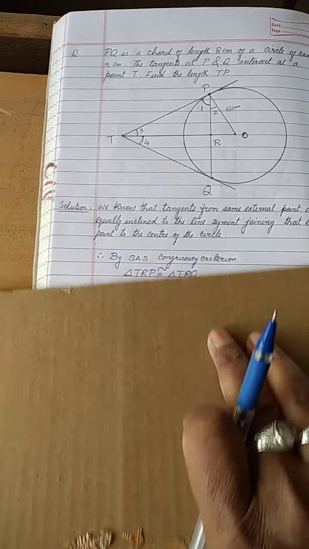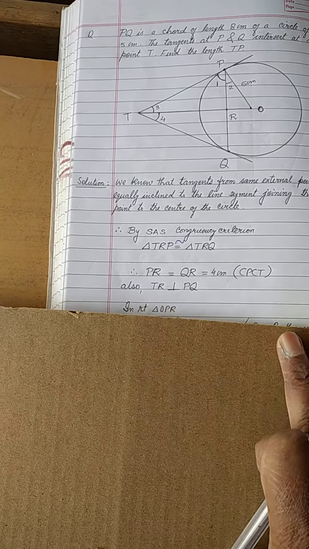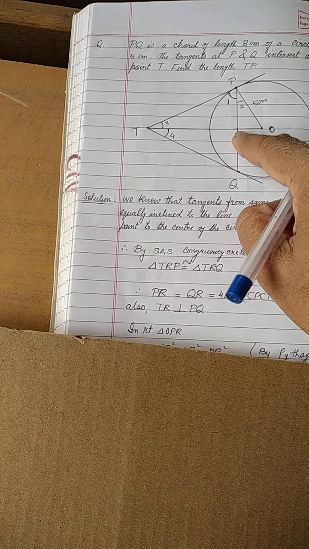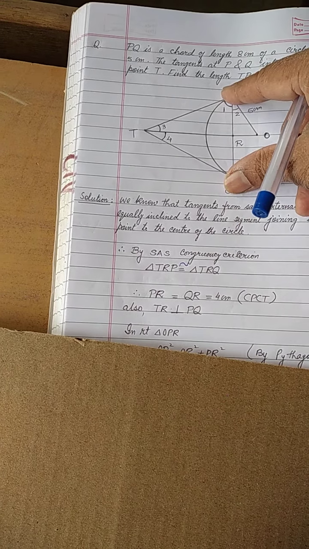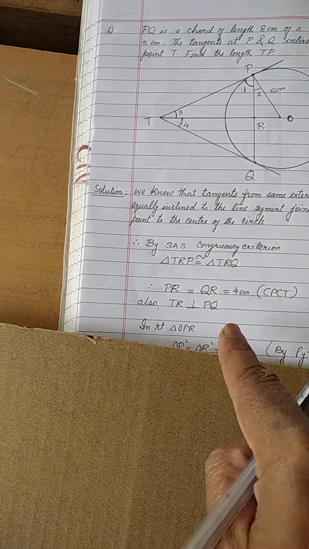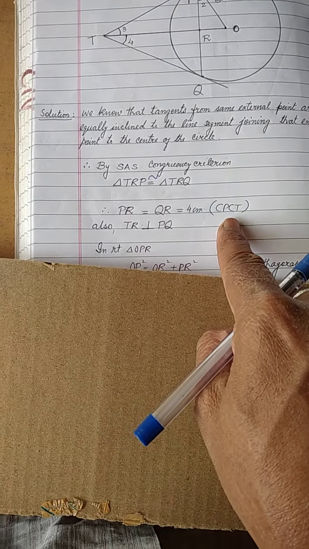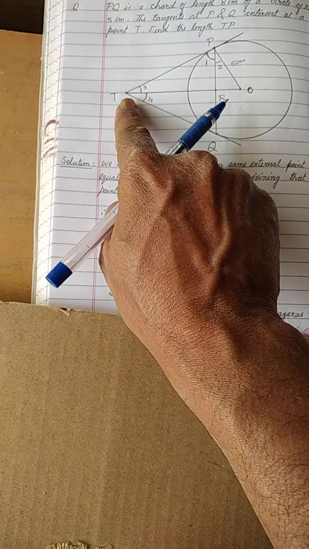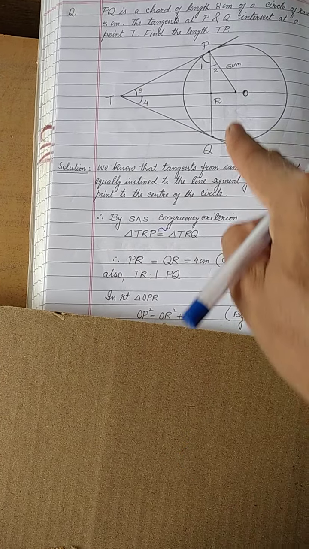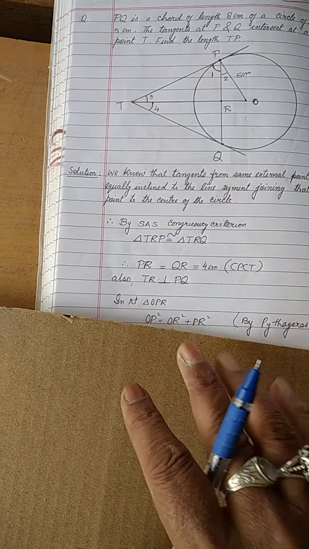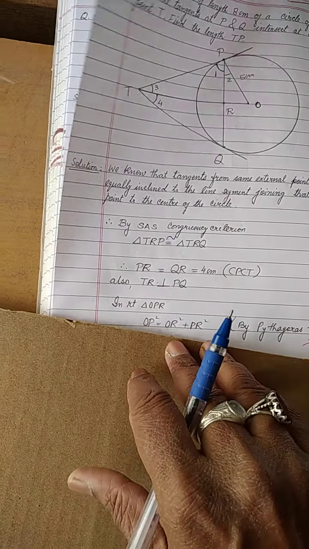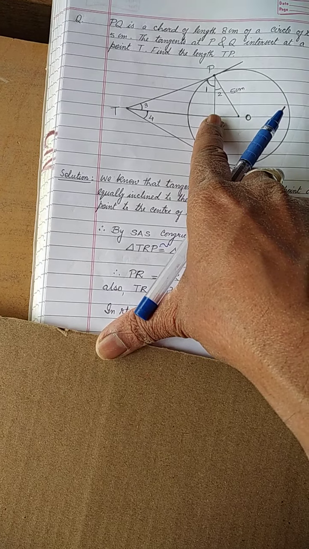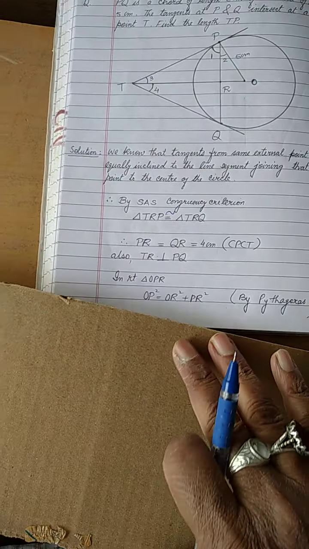Now see, when they are congruent, then PR and QR will be equal. This total they have given 8 cm. That's why each part will be equal to 4 cm by CPCT. Also, this will be perpendicular to PQ by CPCT. Why? Because when you join the midpoint to the center, that will be perpendicular. So here that will also be perpendicular.